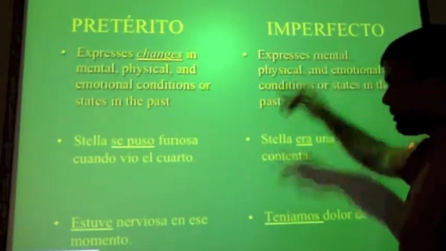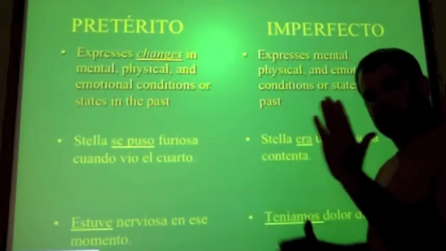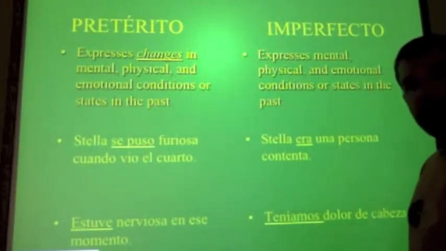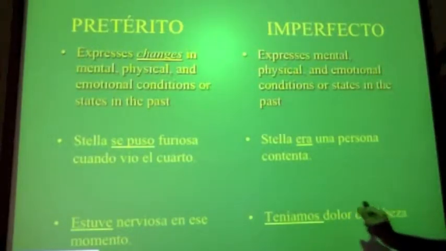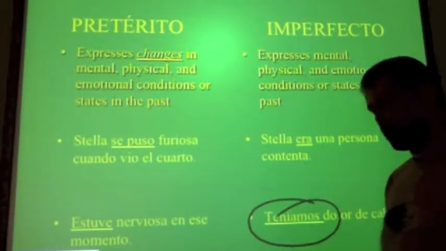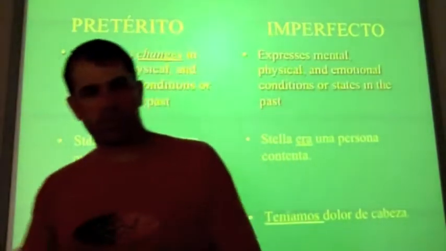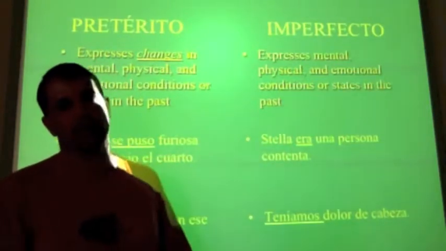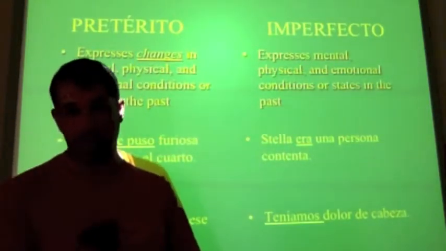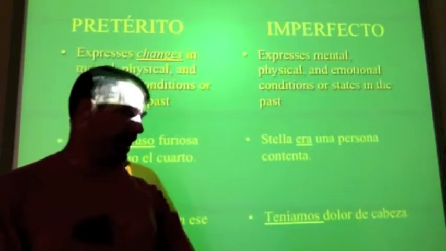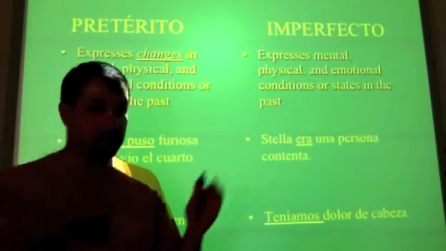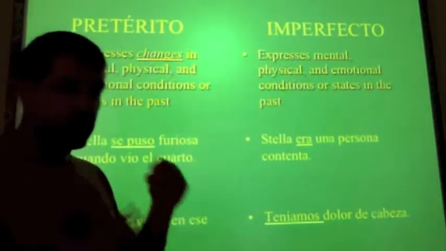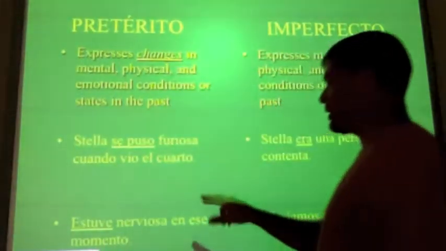So imperfect because we're extending the time. There's not a specific point in time that we're talking about. In general, she was that way. And teníamos dolor de cabeza. We used to have a headache, or we had one. It's a physical state in the past. But we're not saying, oh, I got a headache at that point, or I had it at that one time last night. We're just saying, I had a headache for a while last night. I'm not giving any specific beginning or ending time to it. So we had a headache over a period of time, and we don't know exactly how long that was.